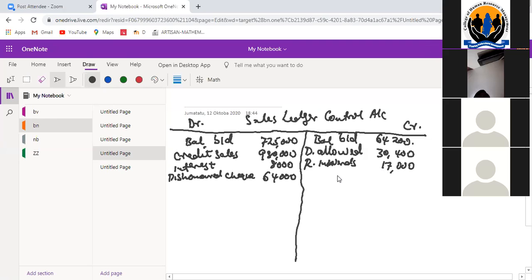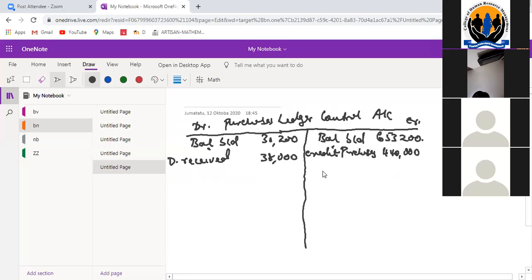Returns outwards. It is reducing the credit purchases, so we put it on this side. Return outwards. It is reducing the credit purchases. How much was it? 12,000. Okay. The next one.